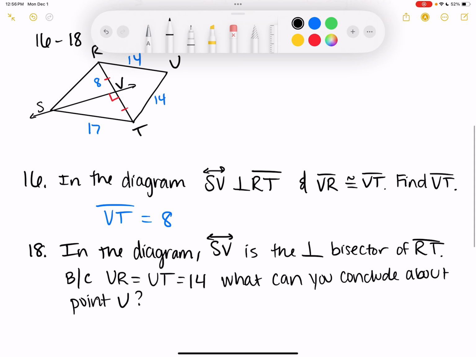It's on the perpendicular bisector because... is it UT or VT? UT. Because of the perpendicular bisector theorem, since its lengths are equal, UR and UT are equal. Yep. Since these are equal, and we also know that these two things are equal, then we can say that U also has to be on SV, which is the perpendicular bisector of RT. So U is on SV, which is the perpendicular bisector of RT.